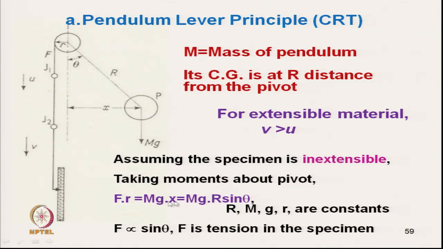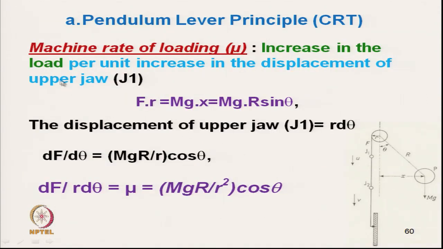So, there are two types of parameters here. One is called machine rate of loading, denoted by mu, that is the increase in load per unit increase in the displacement of the upper jaw, that we must remember. Here, what is the load increase with the increase in load per unit deflection, unit movement of the upper jaw? That means dF by r dθ.